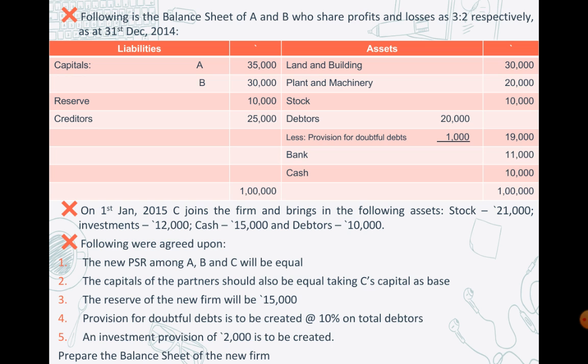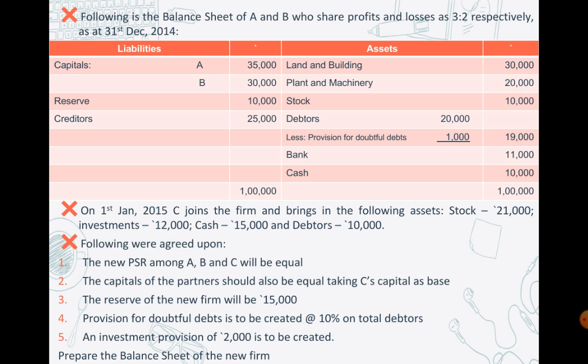So in this particular question, you have two partners, A and B, sharing as 3:2. And they have introduced a new partner, partner C, who is going to be bringing in all of these different assets. Now, additionally, it is given that the new profit sharing ratio is going to be equal, and the capitals of your partners will also be equal, but we have to take C's capital as base. C's capital as base means whatever balance is there with regards to C's capital will also be the balance or the capital for your other partners.